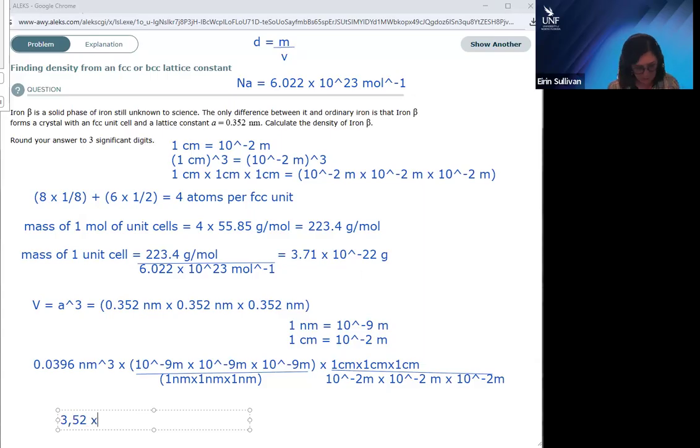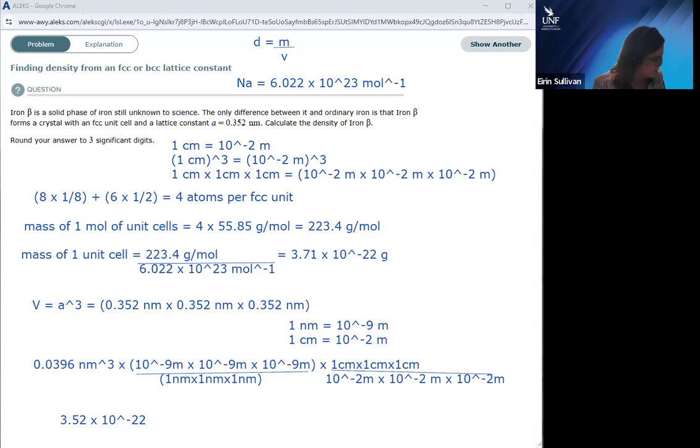I get 3.52 times 10 to the power of minus 22 as well. Is that right? I'm going to have to check these numbers are going to be okay. I'm going to just pause that a second to make sure, because this takes too long for me to type it into my calculator.